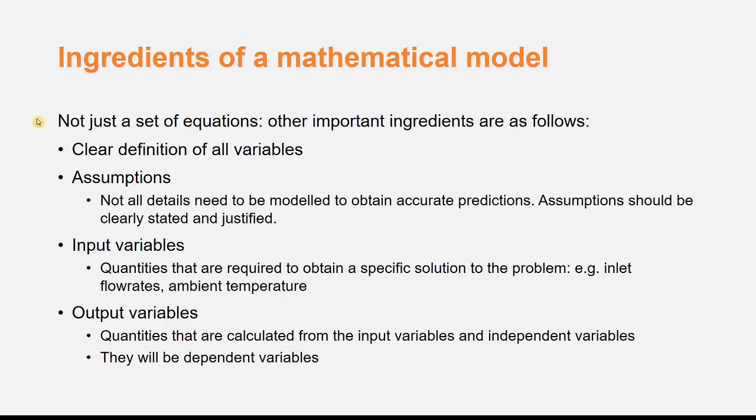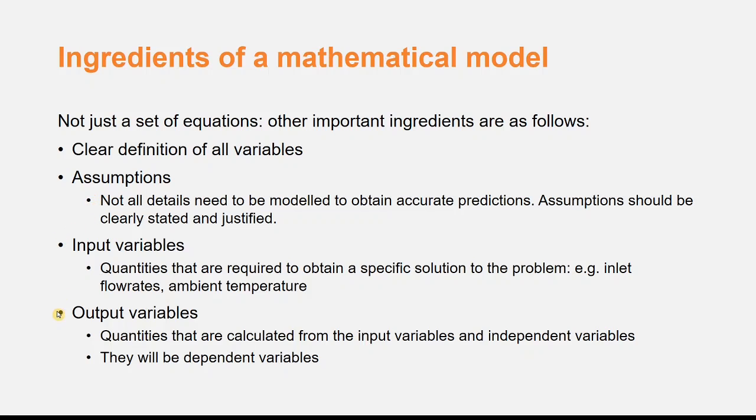We have talked about the types of equations that can be used in a mathematical model, but there are other aspects to a model. First is a clear definition of all variables. It is very important to list all assumptions clearly and include justifications for all of them. Implicit or unjustified assumptions can lead to the model being used in situations that are unsuitable, where the model may not be sufficiently accurate.